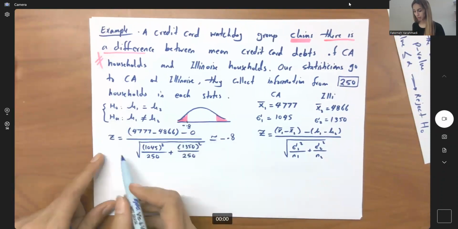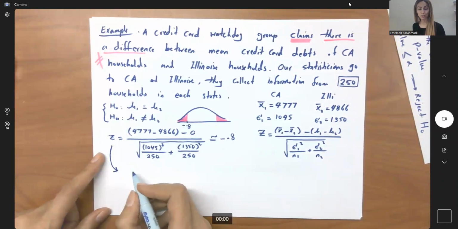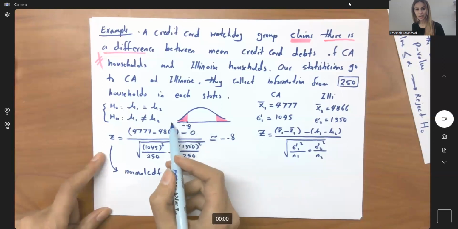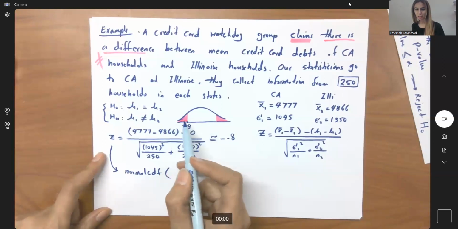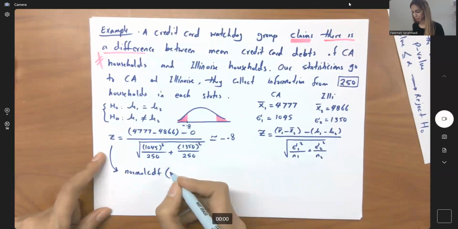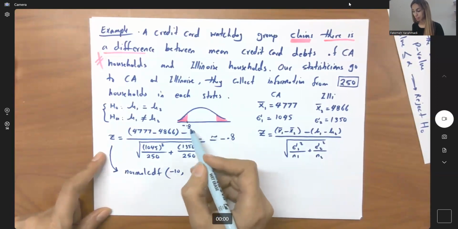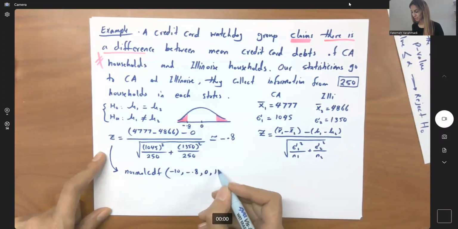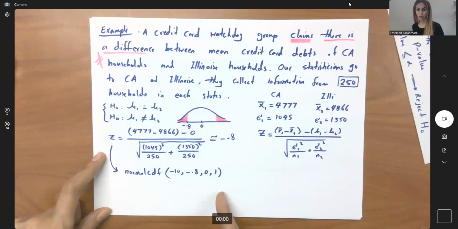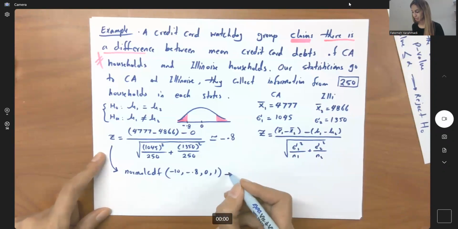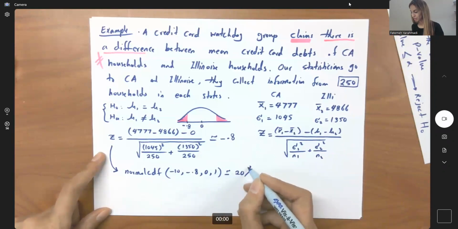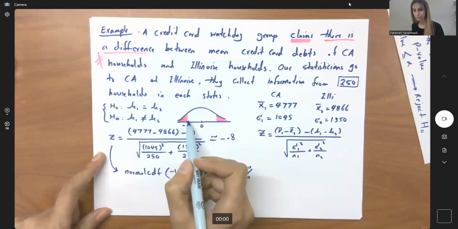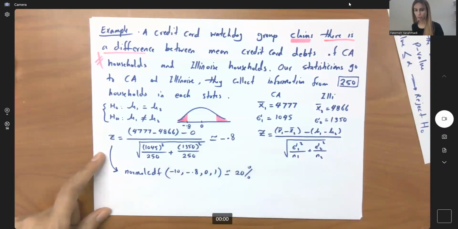So after calculating Z, you need to find this little area. To find this little area, since it is Z, you're allowed to use normal CDF. The lower bound is a small number on the left-hand side of negative 0.8. Let's use negative 10. It stops at negative 0.8. The mean is 0 with standard deviation 1. If you do the computation here, it's going to be about 20%. Okay, so this little area here is about 20%, 21%.